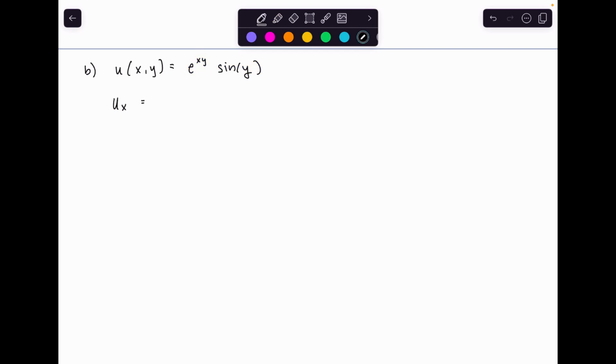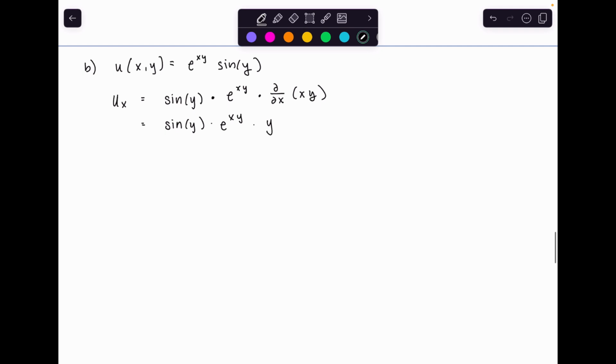So when I take my derivative, I'm going to keep the sine of y out front because it's treated like a constant. Derivative of e to the anything is e to the anything. But then chain rule, I've got to take the derivative of that thing. So going through that, this gives us sine of y times e to the xy. The derivative with respect to x here is going to be y. So not pretty, but that's okay.